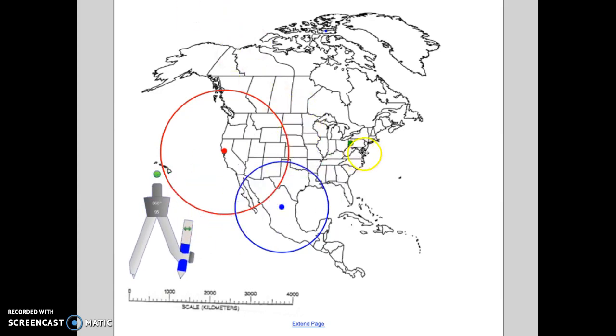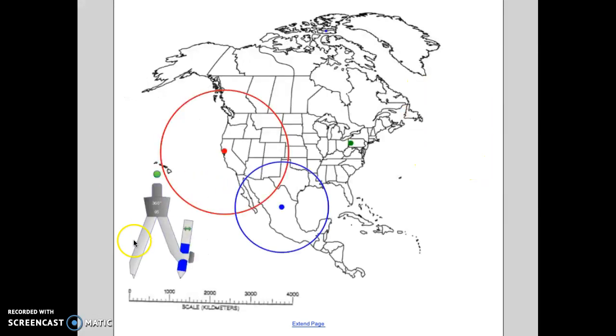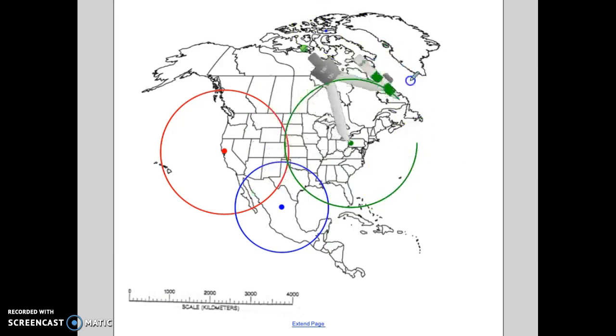Now, the last city I have is over here at Hershey, Pennsylvania. So I look at the data, and this one says 1,700. So what I do, again, is the same process. I take the compass down, pointy part on 0, and I will move my compass so that it is at 1,700. Then at that point, I come up here, I put the pointy part in Hershey, Pennsylvania, and I will simply draw my circle.